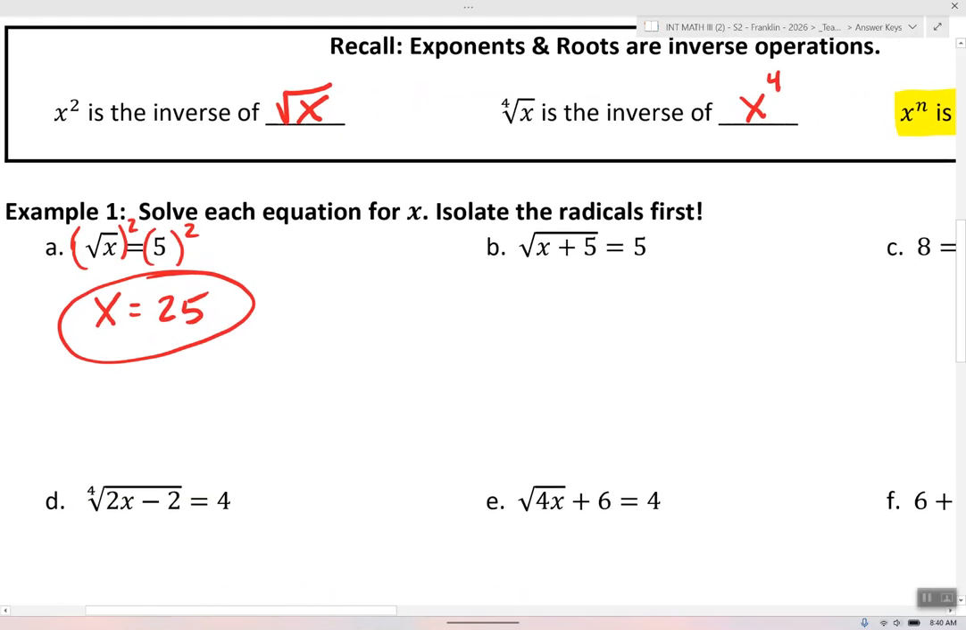Here we have x plus 5 in the radical, which is still isolated currently, so we can start by squaring both sides again. Okay, so we're left with just x plus 5 over here equals 25. And then we solve this. We're going to subtract 5, so x equals 20.